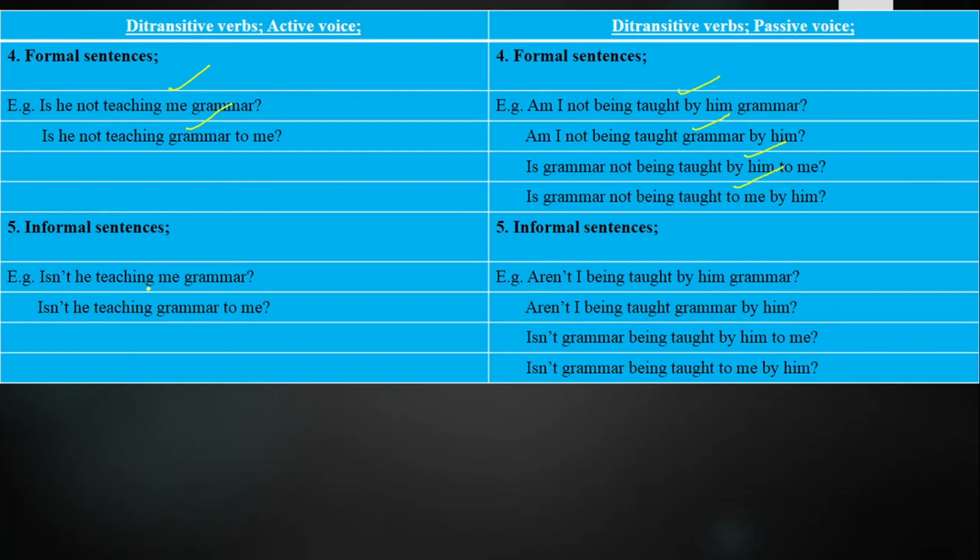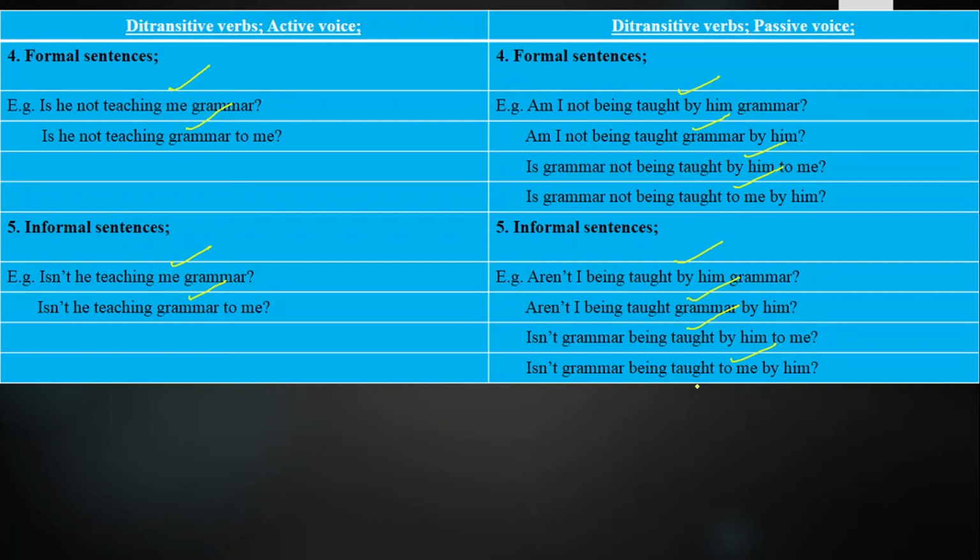Informal sentences of present continuous tense. Isn't he teaching me grammar? Isn't he teaching grammar to me? Ain't I being taught by him grammar? Ain't I being taught grammar by him? Isn't grammar being taught by him to me? Isn't grammar being taught to me by him?